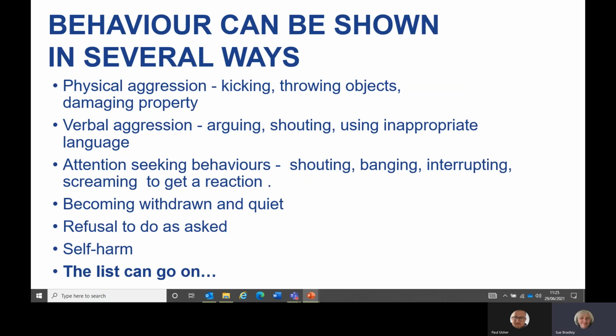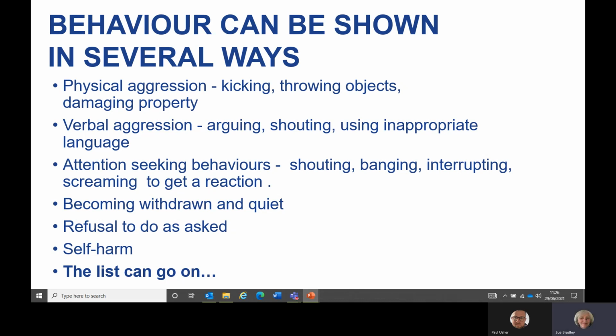Behaviour can be shown in several ways. Sometimes the behaviour may be described by the child as anger. However, we need to be mindful that there will be emotions that hide behind the anger that are actually the reasons for the behaviour being shown.